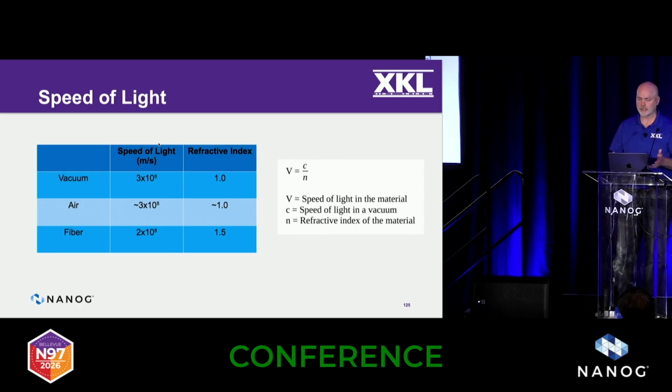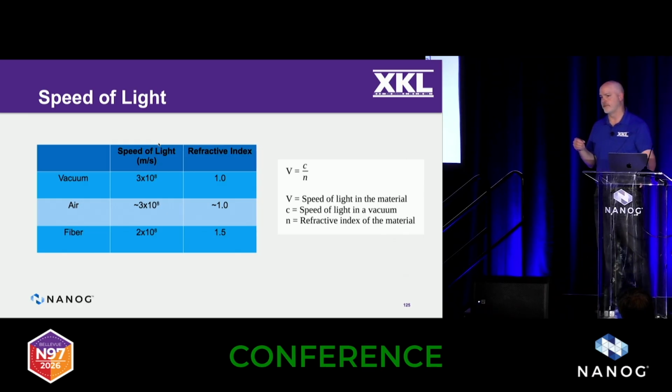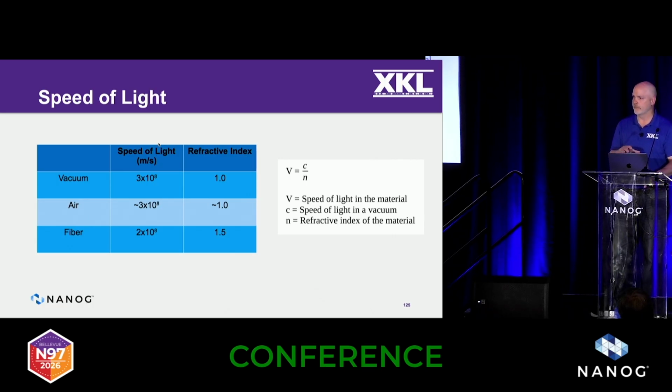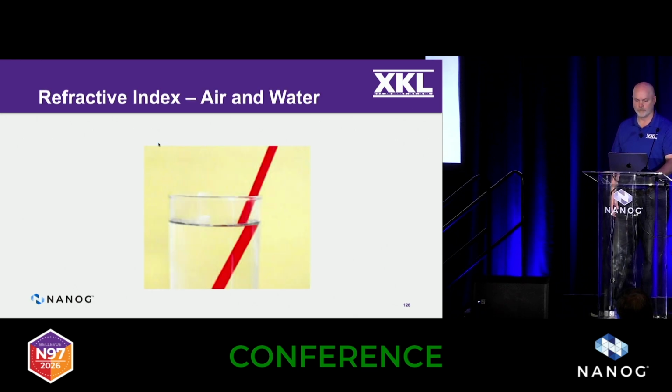So the refractive index of the fiber, therefore, is 3 divided by 2, or 1.5. So when you look at a spec for optical fiber, SMF28 or LEAF or whatever, there's going to be a refractive index number associated with that. So it's going to be about 1.5.